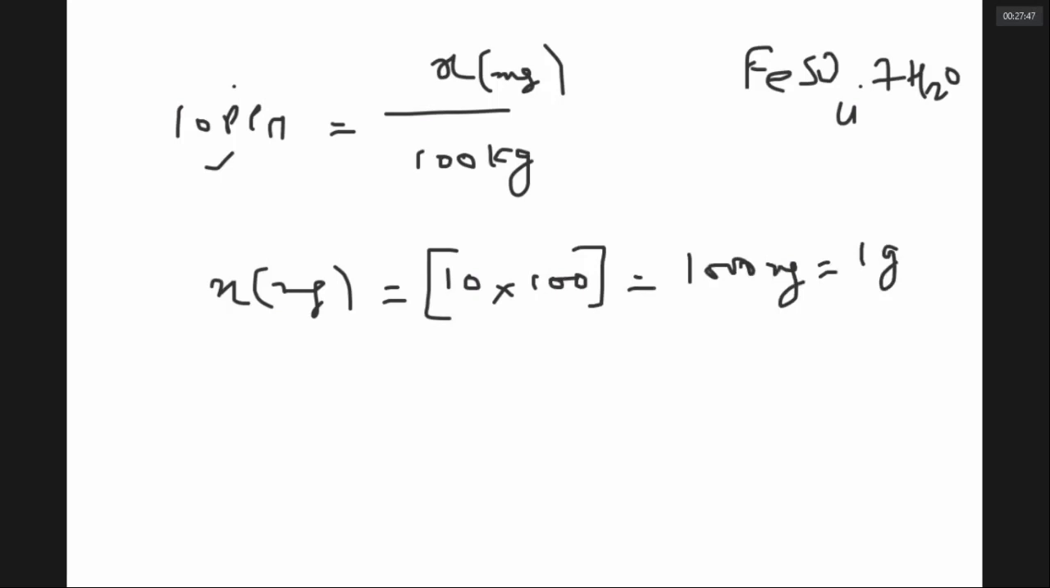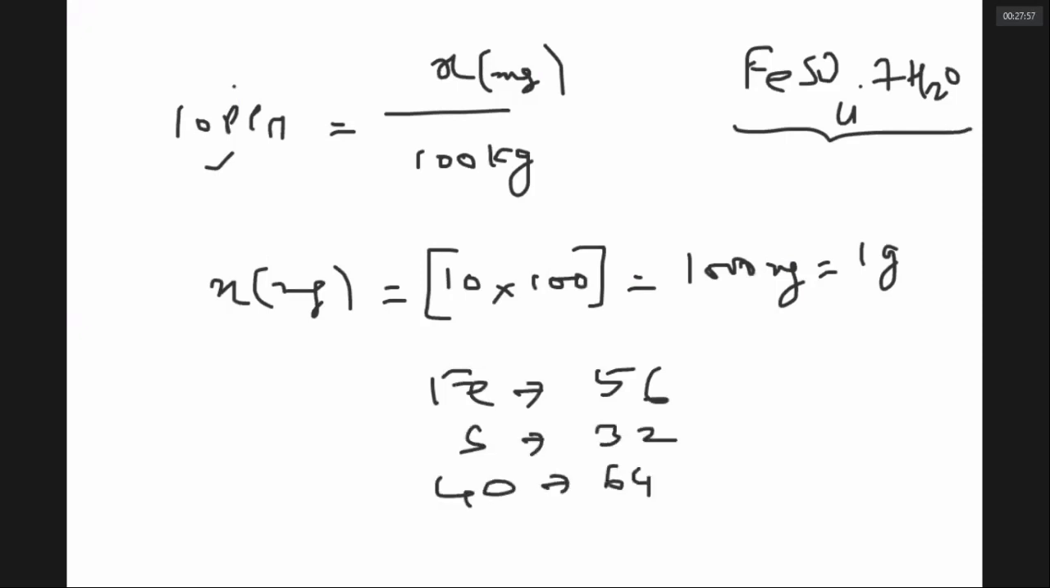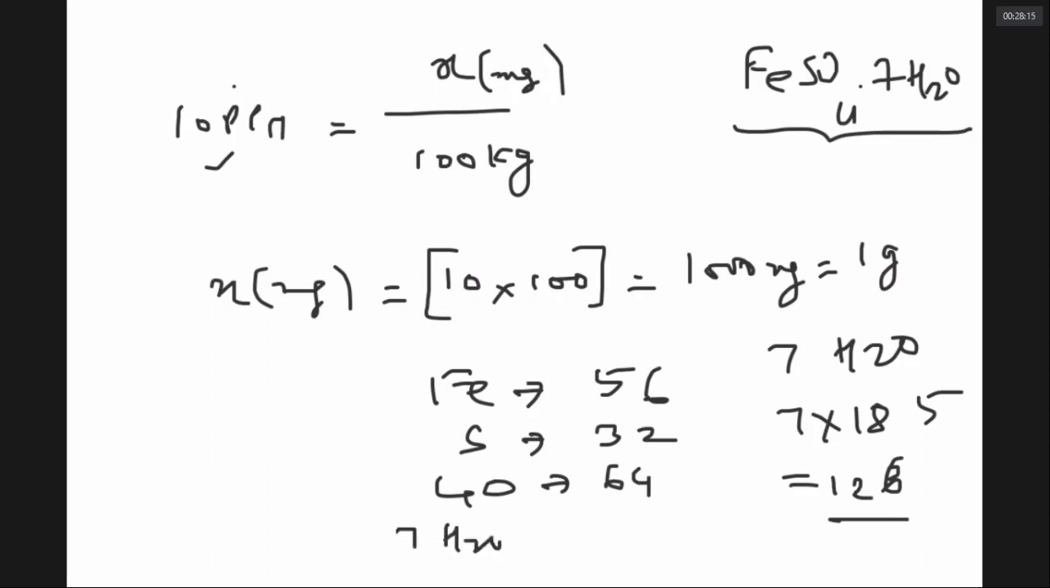Ladies and gentlemen, Fe atomic weight is 56. Sulfur atomic weight is 32. 4 oxygens atomic weight is 64. 7 waters means 7 into 18, which is equal to 126. The molecular weight of the FeSO4·7H2O works out to be 278.